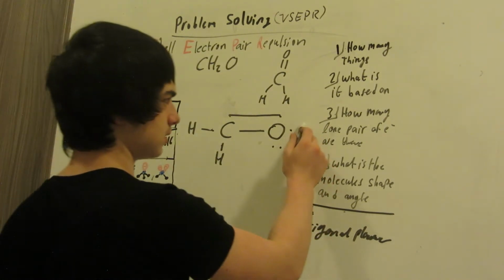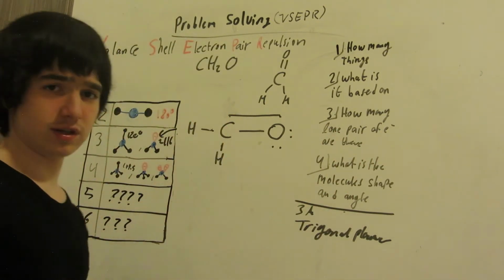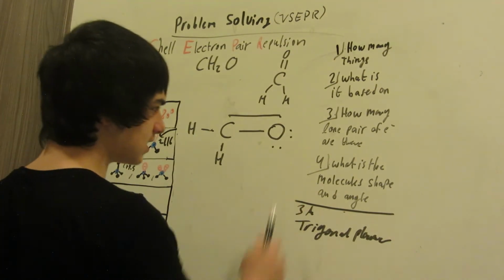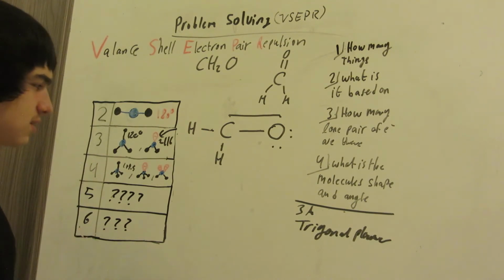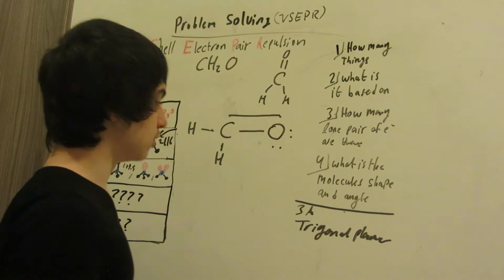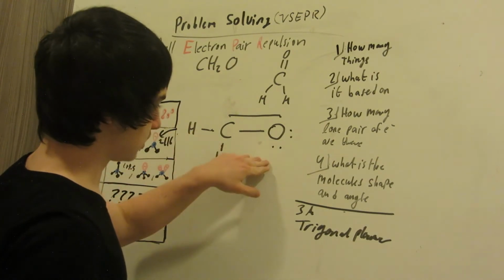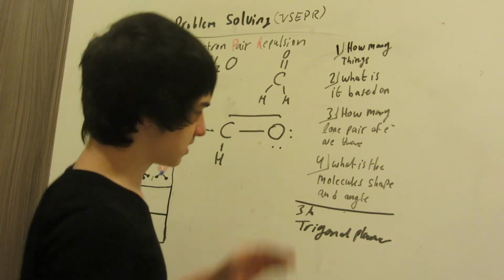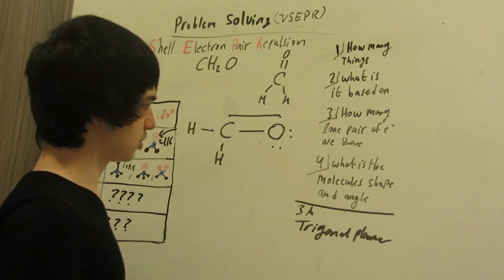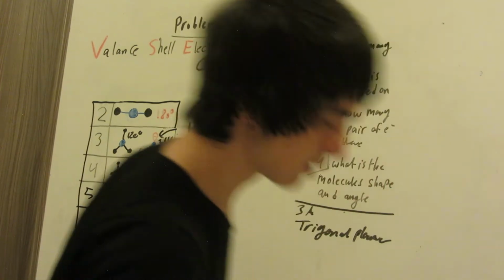Let's go now to the third question. How many lone pairs of electrons do we have? Nothing. So we have 0. Great. Last question. What is our molecule shape and its angle? Now because we have no lone pair of electrons, and we are sure that we have 3 atoms only, we take the shape it's based on, trigonal planar, because it's the most logical and the only option we have. So it will have that trigonal planar shape.